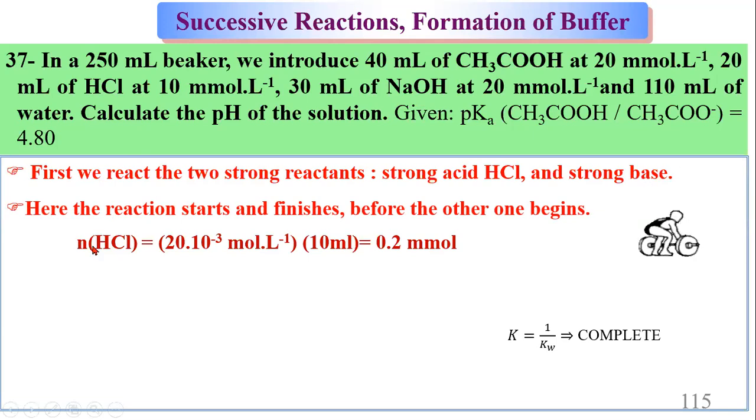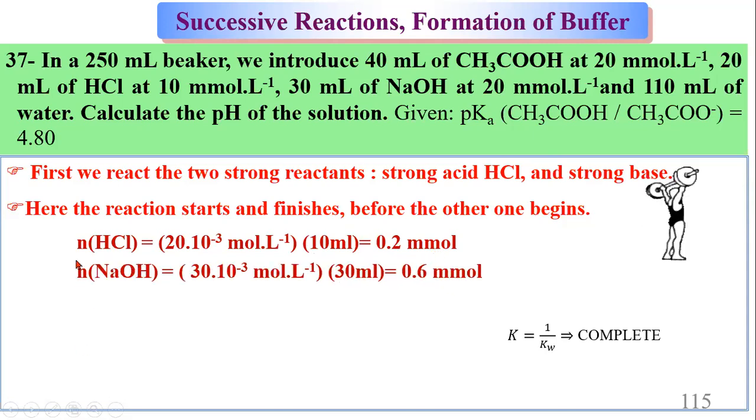So what's the number of moles of HCl? We take the 10 millimoles per liter, so times 10 to the minus 3 mole per liter, times 20 milliliters. So that's the amount of millimoles of HCl that I have in solution, which is of course H3O plus. The number of millimoles of NaOH is 30 times 10 to the minus 3, because they gave me the concentration in millimole, times 30 milliliters is again 0.6 millimole. So if you multiply milliliters by the mole per liter, you get it in millimoles.